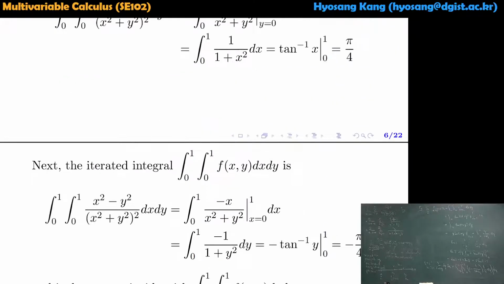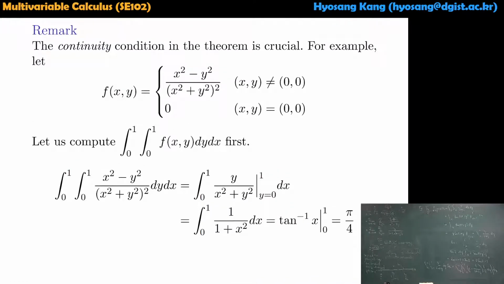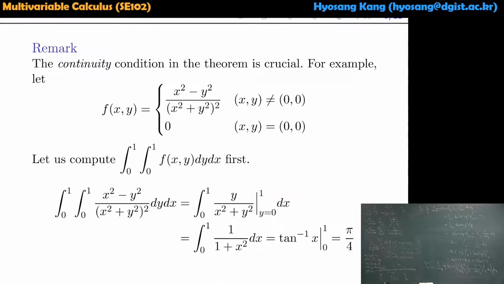Also, this function diverges badly at (0, 0). If you draw this function, it diverges at (0, 0). Whenever it diverges, that means your height could be arbitrarily large, so your double integral may not exist either. So when you try to use the Fubini theorem, consider whether the function is continuous on the domain. Okay.